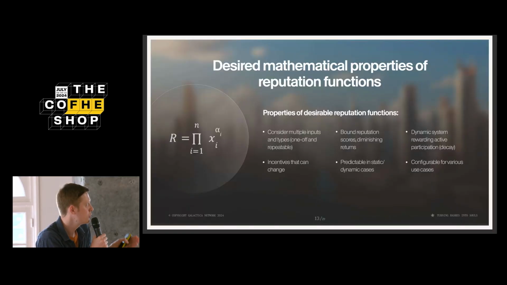And if you put this alpha into the range between 0 and 1, you also achieve diminishing returns. So in the example of contributions to DAO proposals, contributing 10 times gives you a lot of reputation, but if you contribute 10 more times, it gives you less reputation. And what you can also do is integrate a dynamic system where you reward active participation.